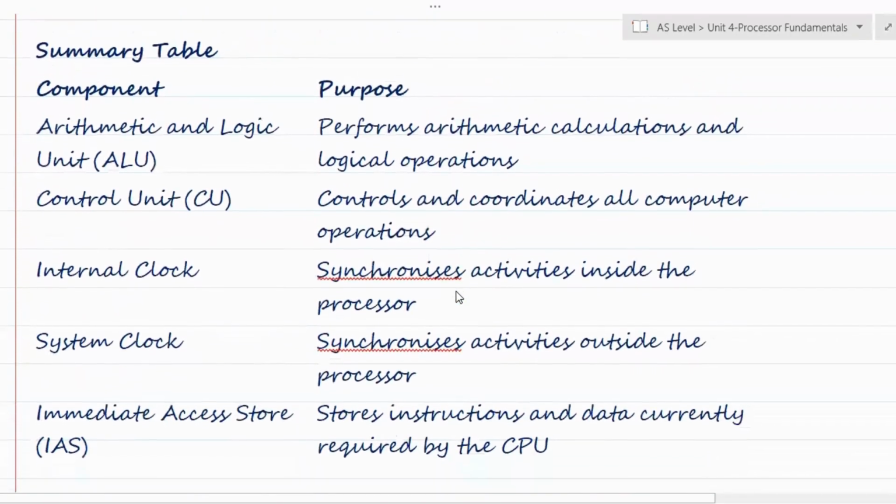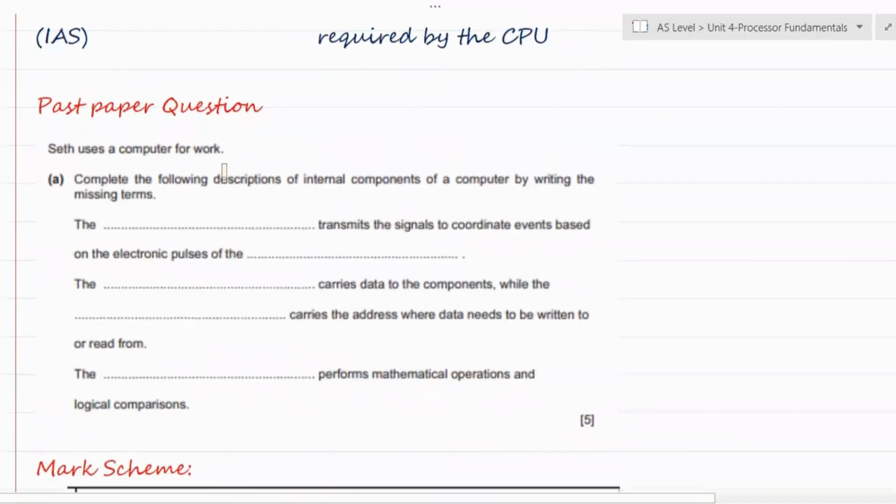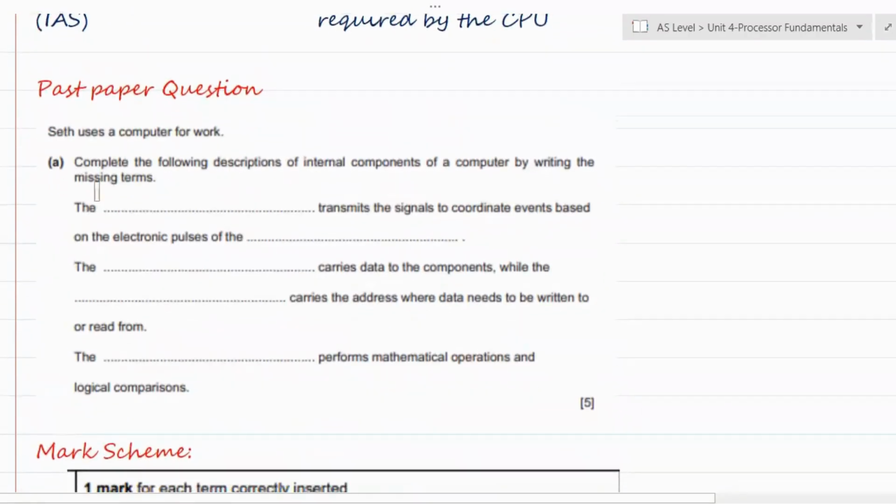I have summarized everything in the form of a table. You may have a look. Just pause the video, read it, and revise. Let's have a look at the past paper question. It says complete the following descriptions of internal components of a computer by writing the missing terms.